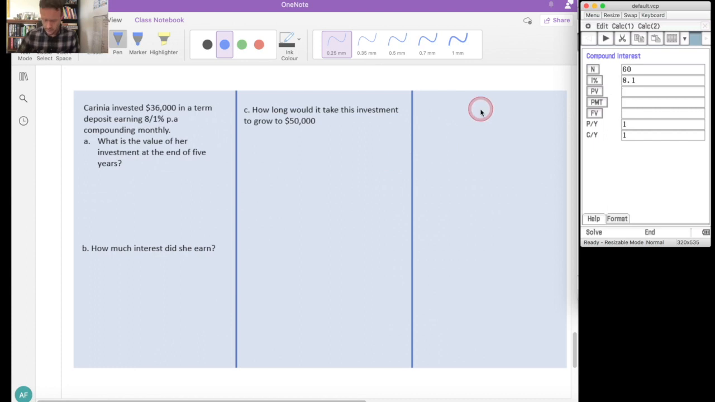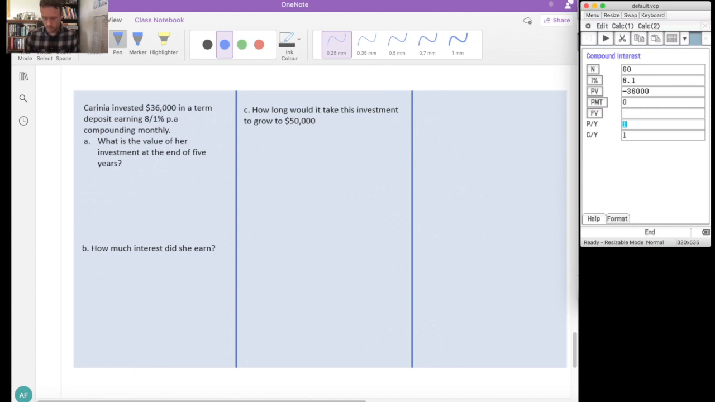The present value is negative 36,000. It's a negative because we've invested that money into the bank. We've given the money to the bank. Think of it, if the money's going away from you, it's a negative. If it's coming to you, it's a positive. Payment, we're not paying any more into the account, so that's a 0. We want to know the future value. We're going to solve for that.